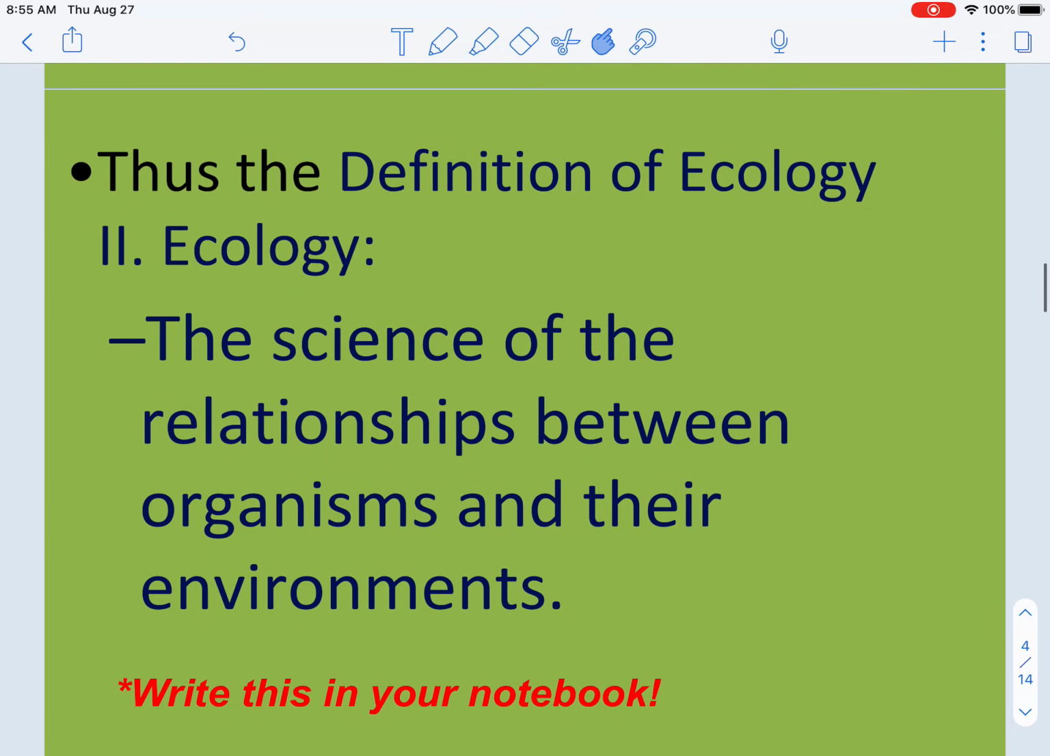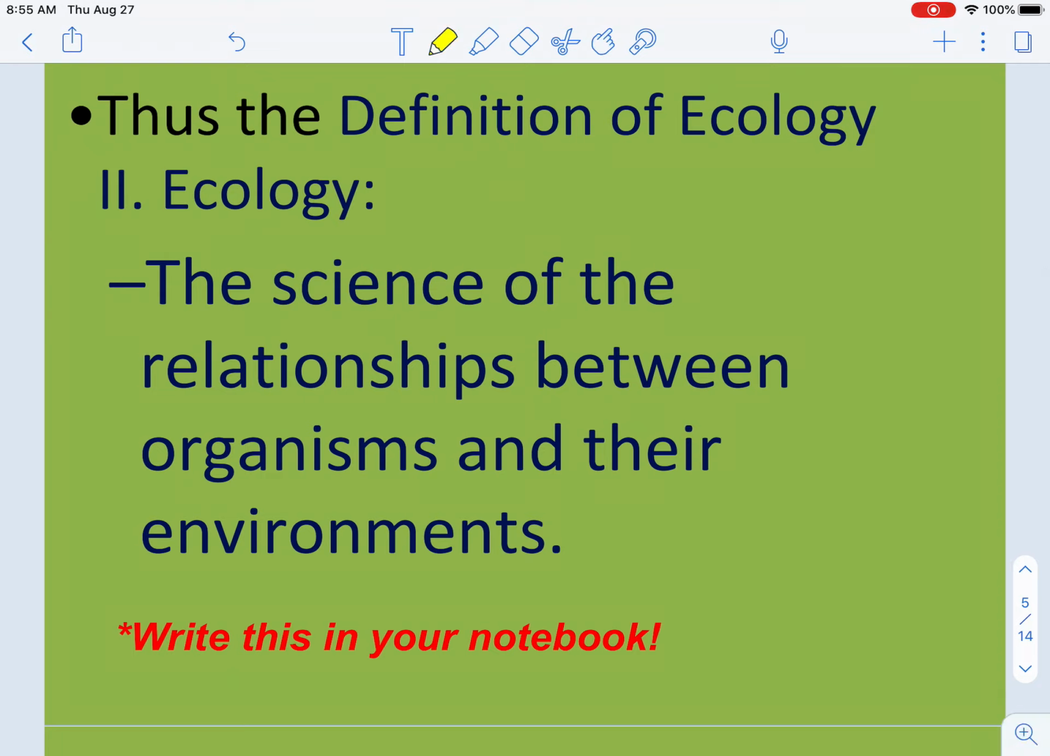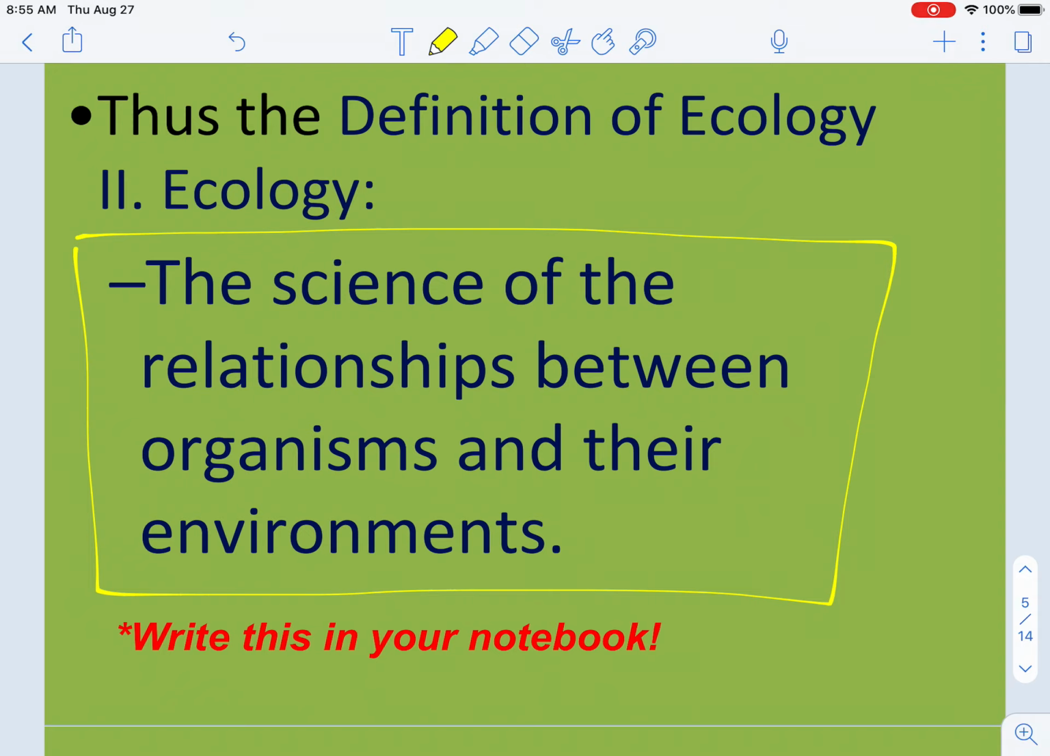So ecology, this is what I want you to write down in your notebook, is the study of, or the science of, the relationships between organisms, living things, and their environments. Off to the side on this, I want you to add a little something that says biotic. So remember, that's living, and abiotic.